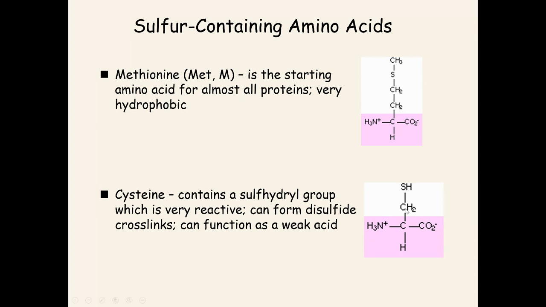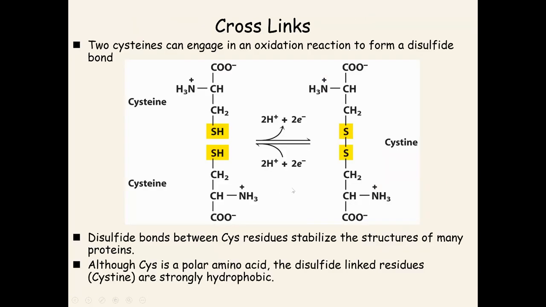It's going to be able to form very interesting linkages. So this is showing that linkage. So here are two cysteines, and what they're going to do is there's going to be a covalent bond formed between the two S's, and this is what's called a disulfide linkage.